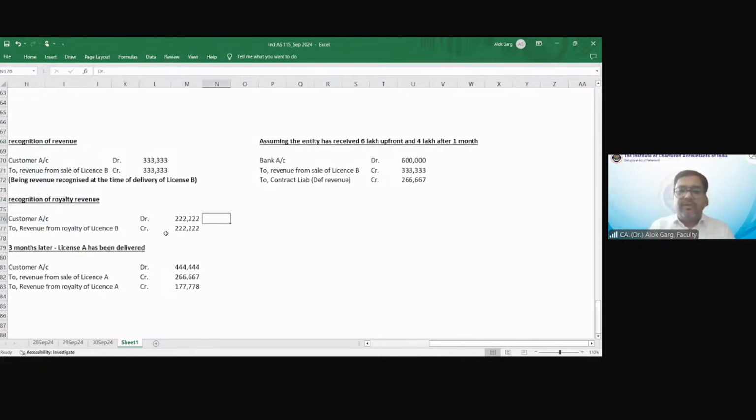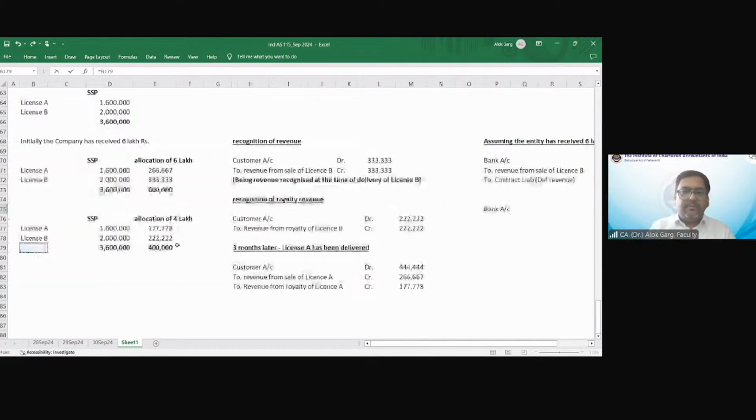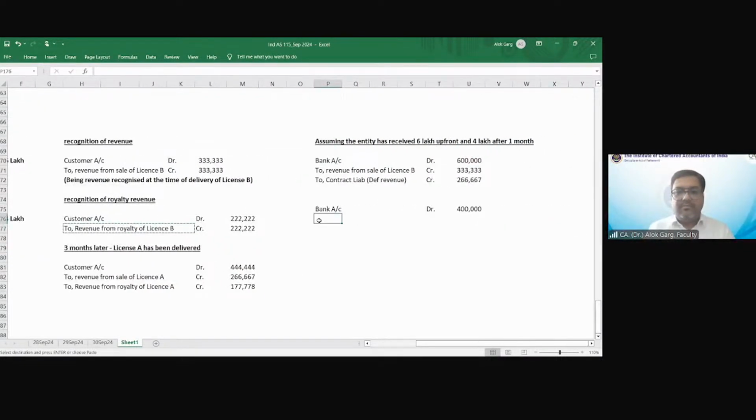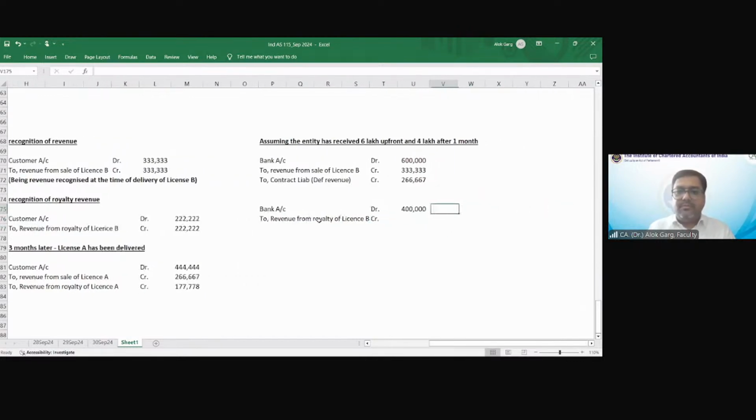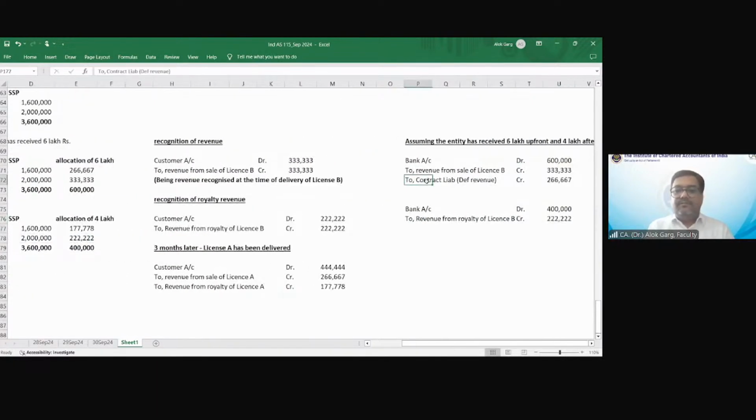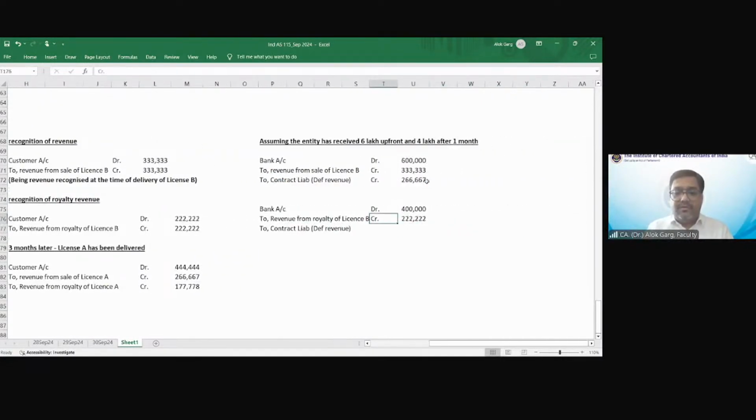Royalty revenue, again, what entry you need to pass? Again, bank account debit. How much? 4 lakh rupees. To revenue from sale of license B, credit. By what amount? You need to credit by 2,222,22. To contract liability, deferred revenue, credit.